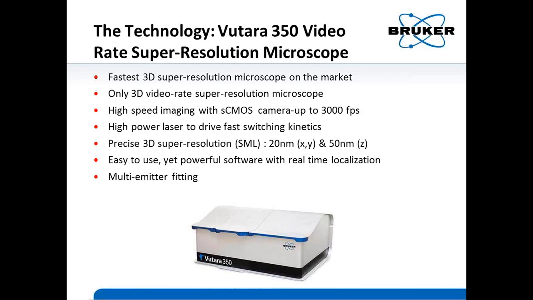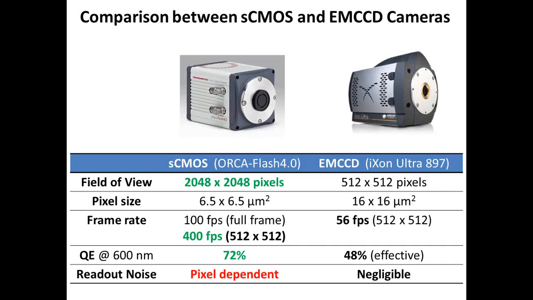And one of the crucial features of our software is that you could do multi-emitter fittings. So if you're doing really fast imaging, the chances that the molecules' PSFs are going to overlap get higher, and you need to be able to account for that so that you can actually image faster and still be able to get a very good super resolution image. So let's talk about how we're using the SCMOS camera in order to achieve this high-speed imaging.